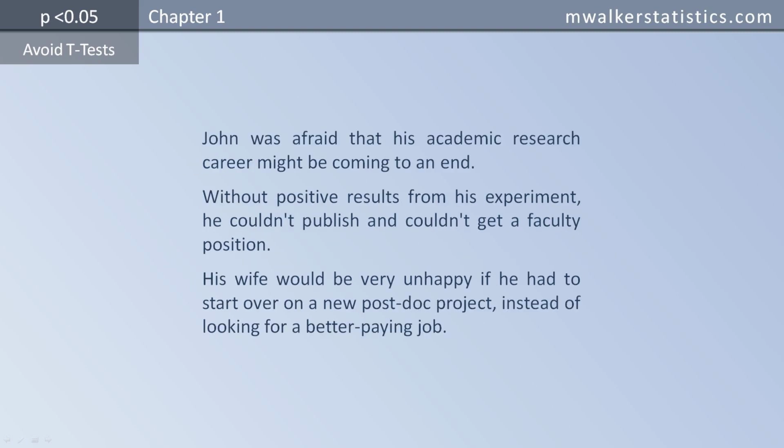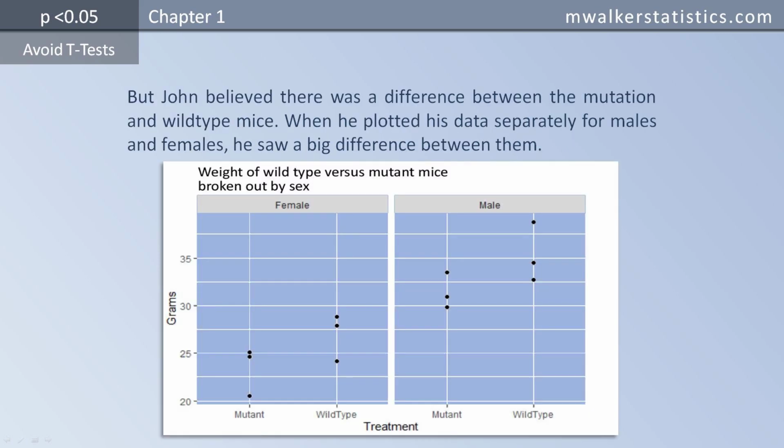John was afraid that his academic research career might be coming to an end. Without positive results from his experiment, he couldn't publish and couldn't get a faculty position. His wife would be very unhappy if he had to start over on a new postdoc project instead of looking for a better paying job. But John believed there was a difference between the mutation and wild-type mice.